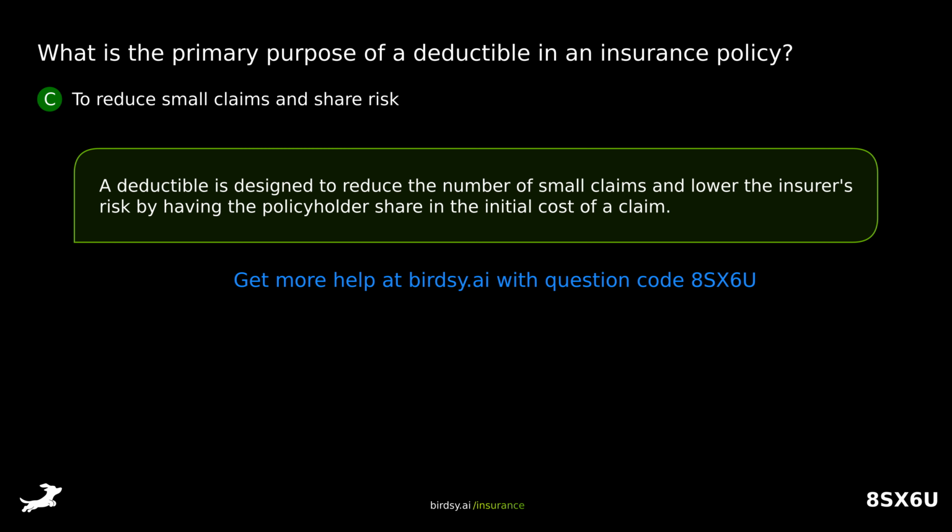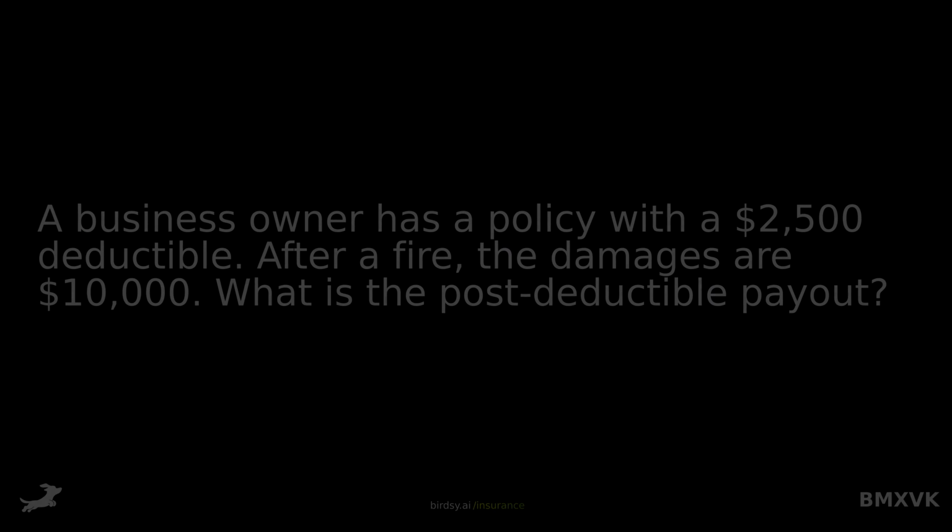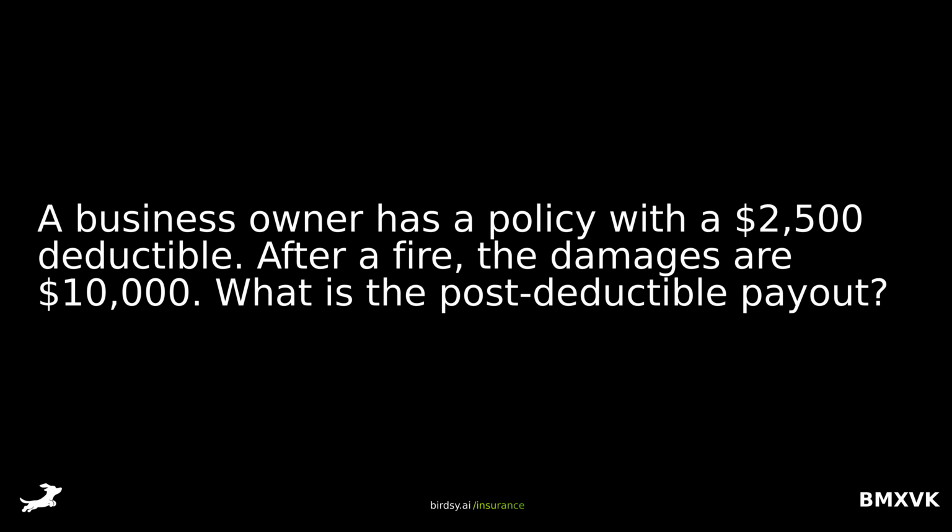A deductible is designed to reduce the number of small claims and lower the insurer's risk by having the policyholder share in the initial cost of a claim. A business owner has a policy with a $2,500 deductible. After a fire, the damages are $10,000. What is the post-deductible payout?